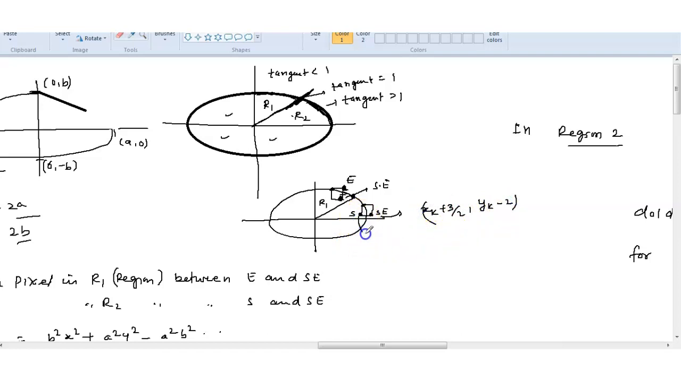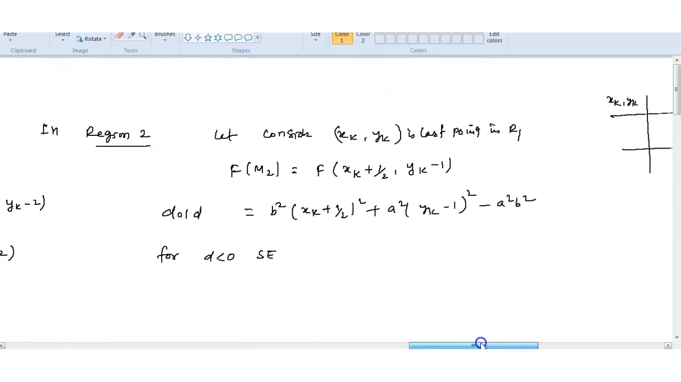When you're choosing the south corner, in the next case, the coordinate will be xk plus half, and yk will decrement by 1. So yk minus 1 minus 2, and this xk plus half will be the same. So these two coordinates will be used in the region R2.